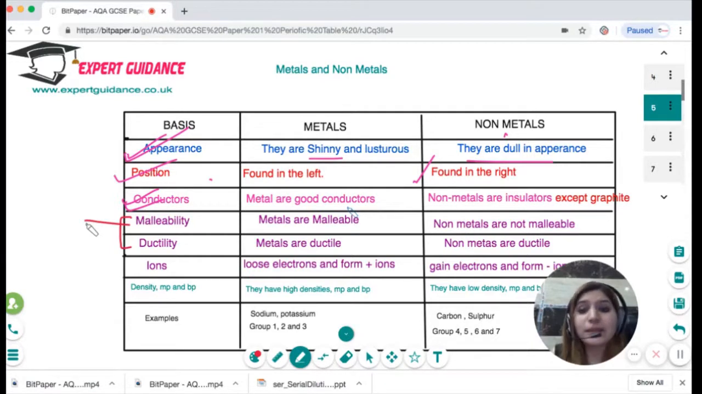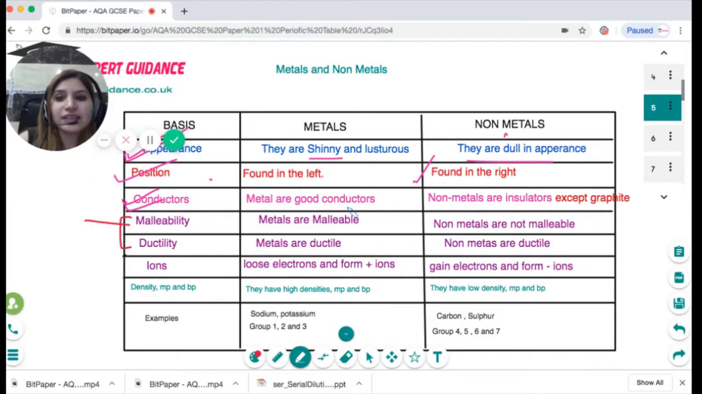Next, all the metals lose electrons to form positive ions. We'll see this in ionic bonding. And you also know that the metal has 1, 2 or 3 electrons in the outermost shell, which is easier to lose. On the other hand, non-metals have more than 5 electrons in their outermost shell, so it's better for them to gain an electron. So they gain an electron and form negative ions.